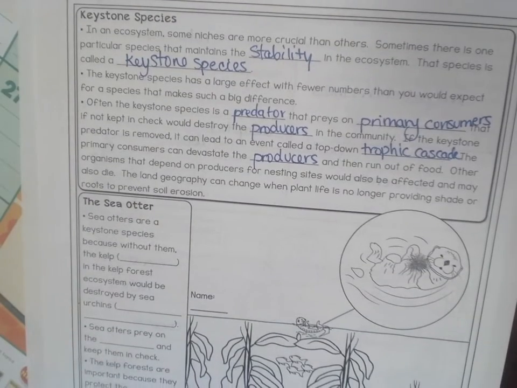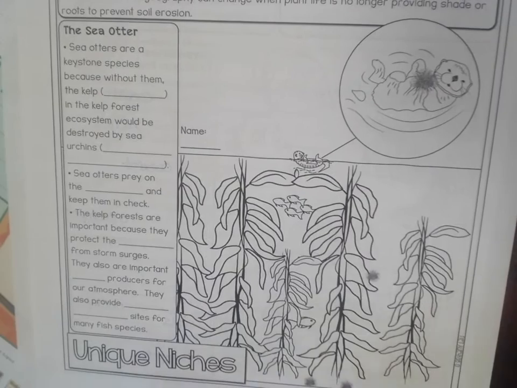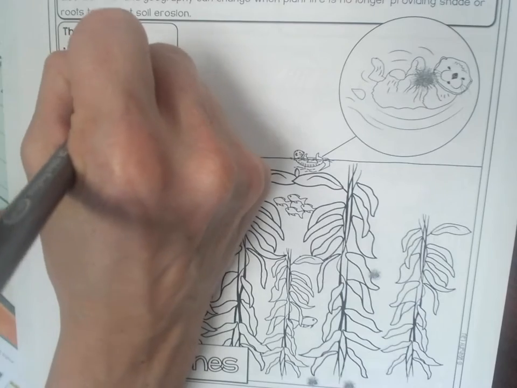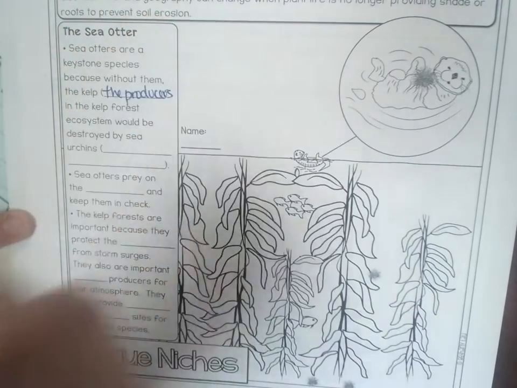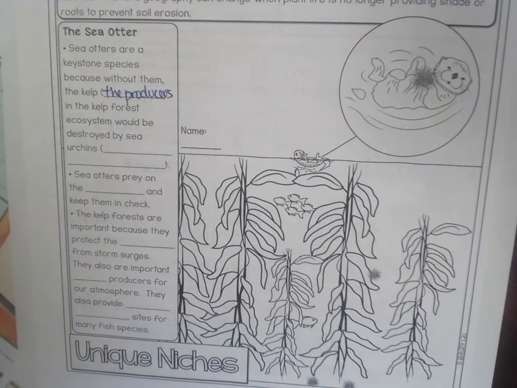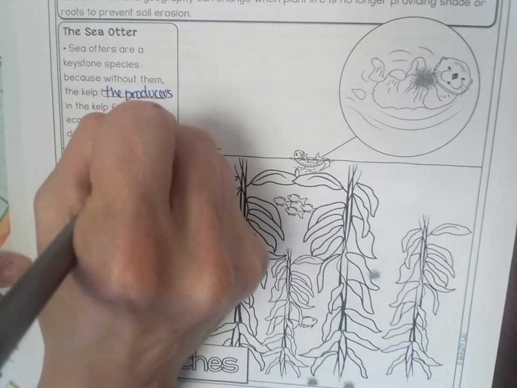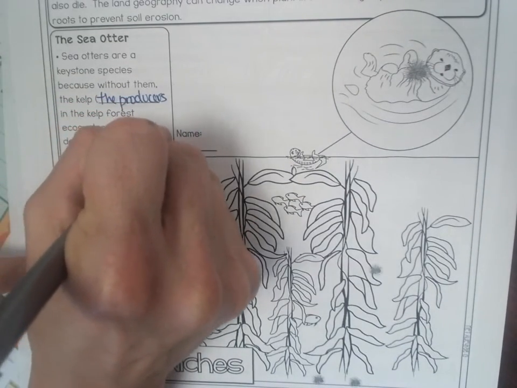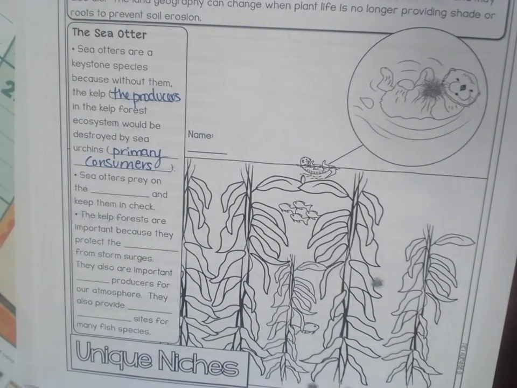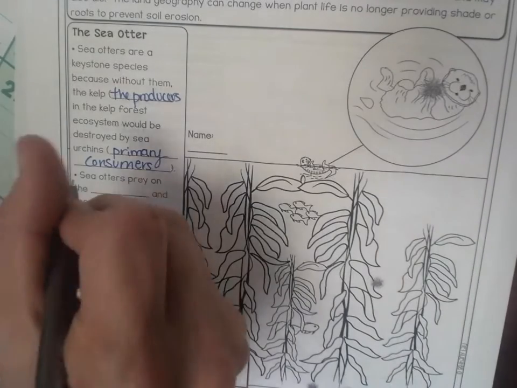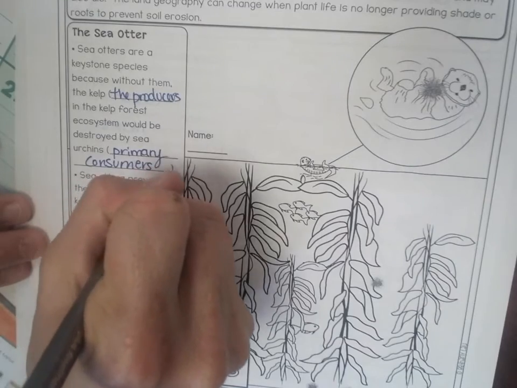So another example of this is the sea otter. The sea otters are a keystone species because without them, the kelp, which are the producers, in the kelp forest ecosystem would be destroyed by sea urchins, which are the primary consumers. So you have these sea otters, and the sea otters are the keystone species. They control the population of sea urchins, and by controlling that population, the kelp is able to grow appropriately. Sea otters prey on the sea urchins and keep them in check.